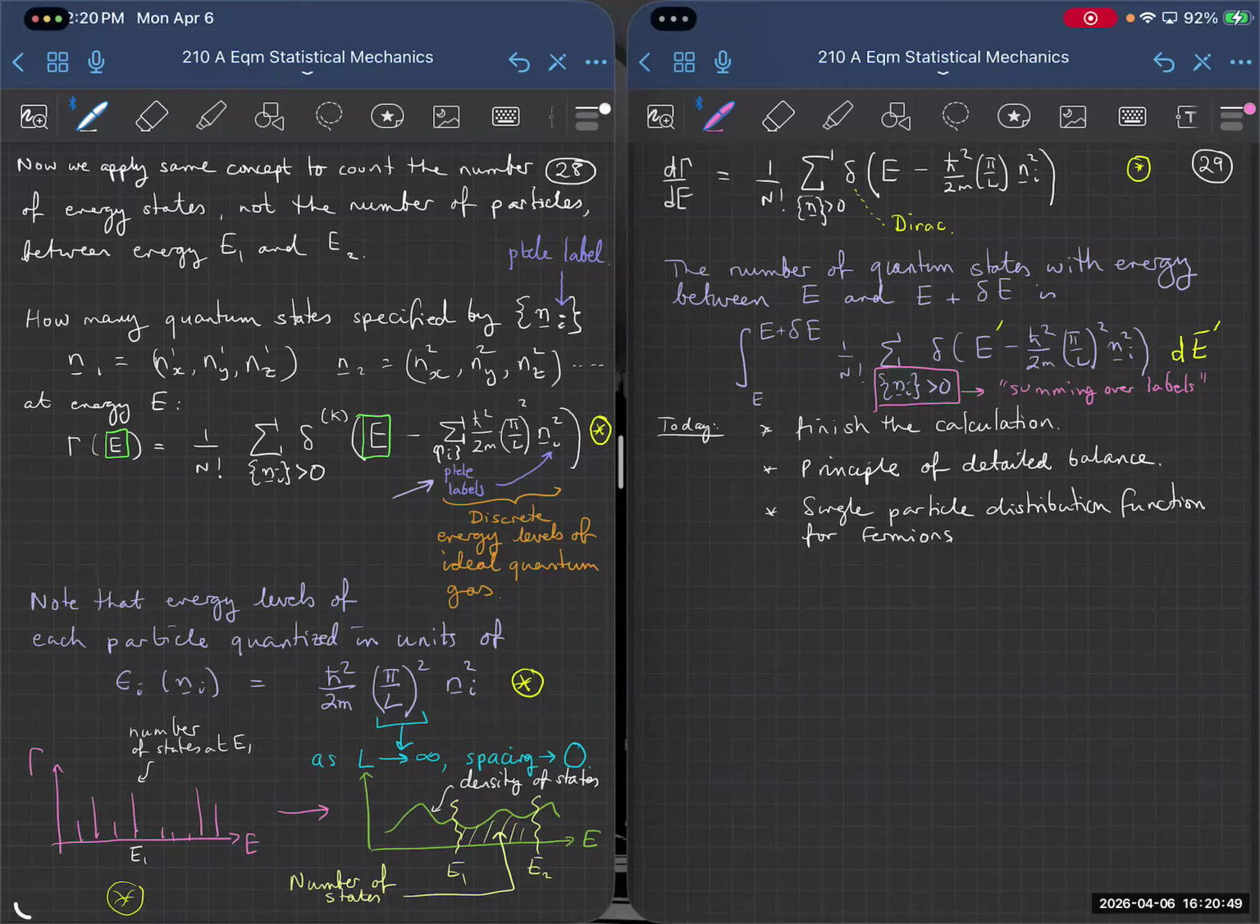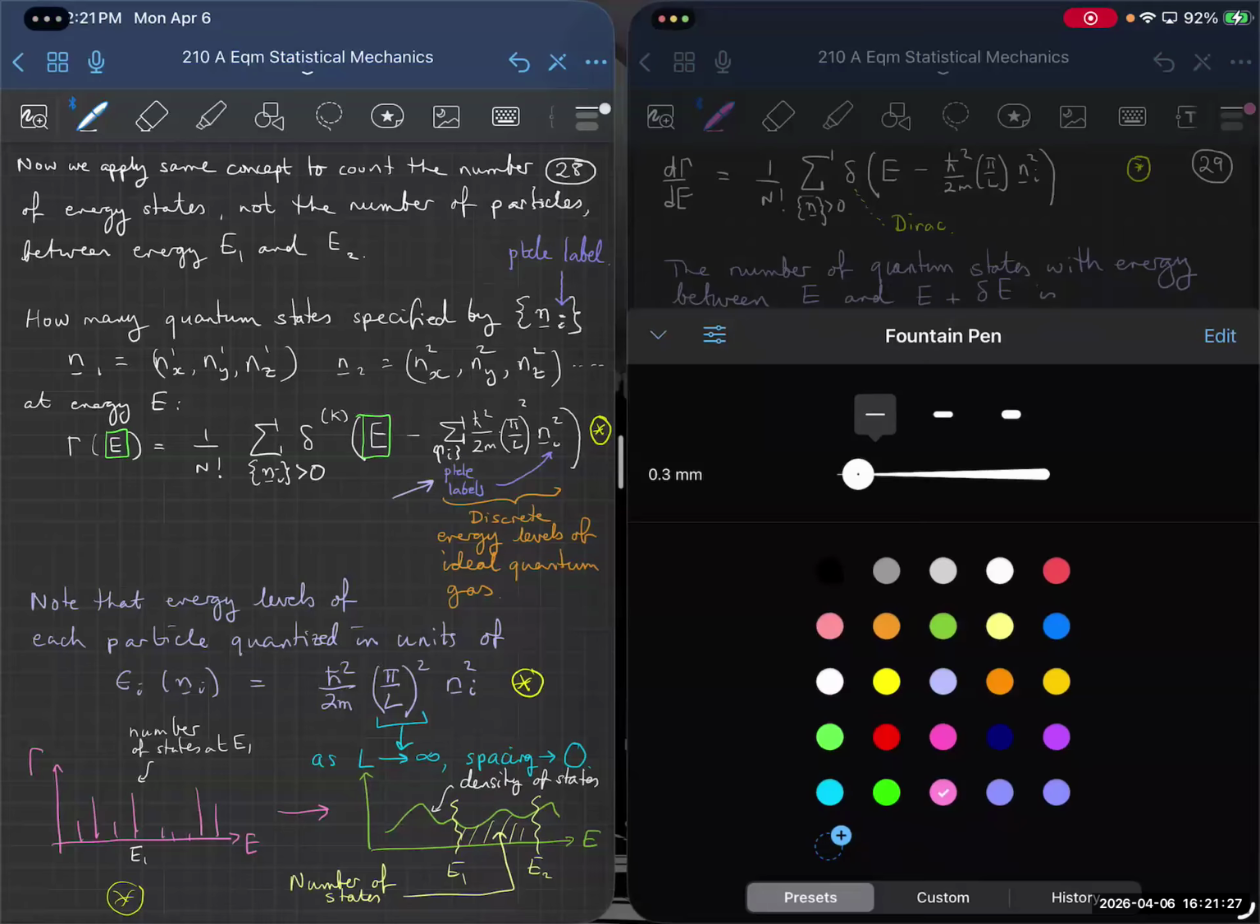So the principle of detailed balance, I'm going to explain that to you. It's going to be another statement about equilibrium and quantum states. And we're going to use it to derive the single particle distribution function for fermions. We're literally going to look at the collisions of particles, and we're going to see that from that we can derive laws of statistical mechanics. Okay, so let's get started then. What I want to do first of all is I want to evaluate these integrals to work out the entropy of a system. So let's get started with that.